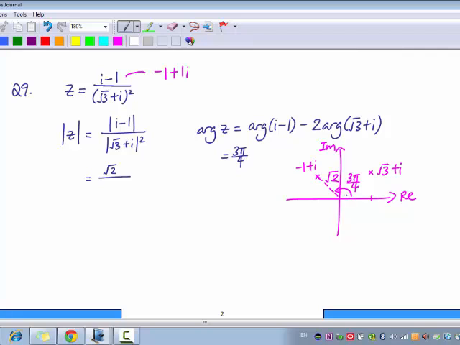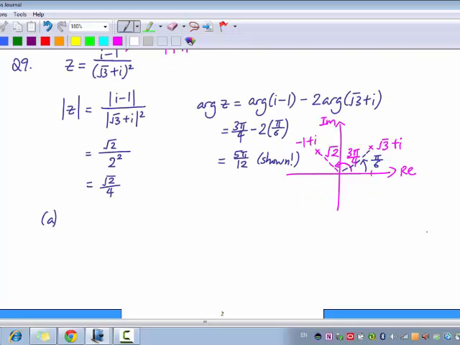Now, we can do the same for root 3 plus i and find its modulus to be 2 and its argument to be pi over 6. So after simplifying, we obtain square root 2 over 4 for the modulus and 5 pi over 12 for the argument shown.